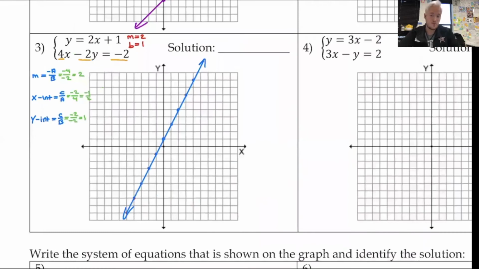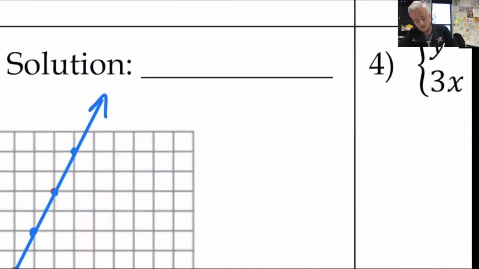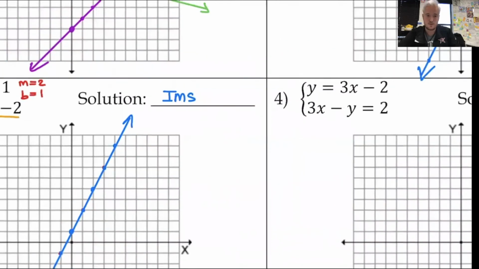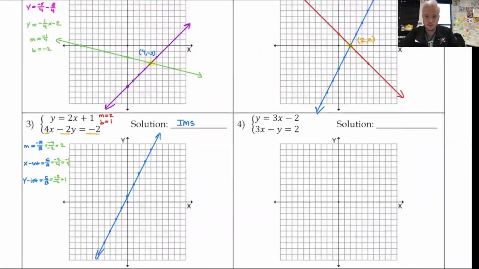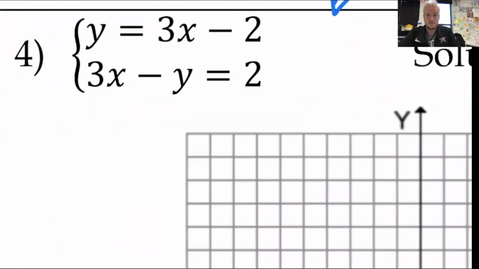So since every single point is overlapping, that means your solution here is IMS, infinitely many solutions. Or you could write all real numbers or the symbol for all real numbers. It's really up to you. It all means the same thing, tomato, tomato. All right, so for number 4.